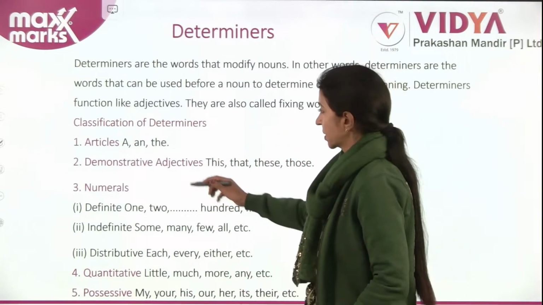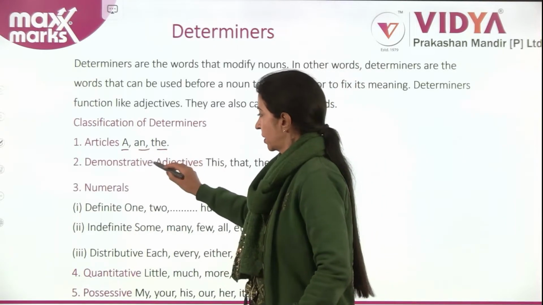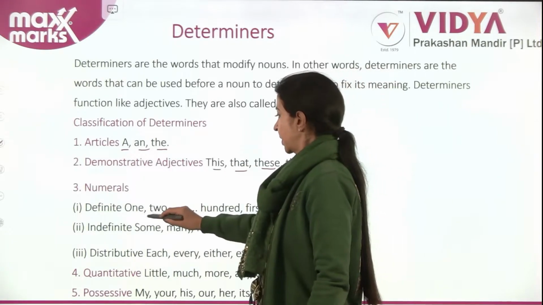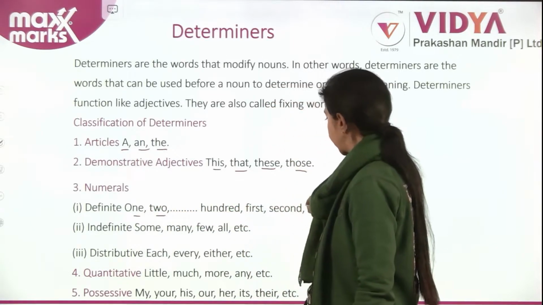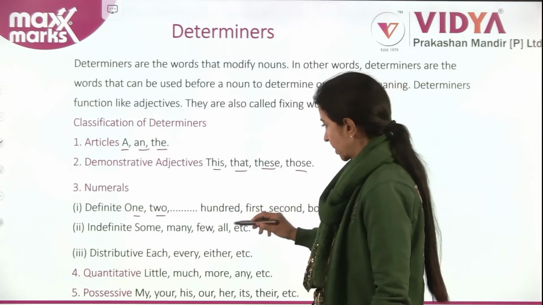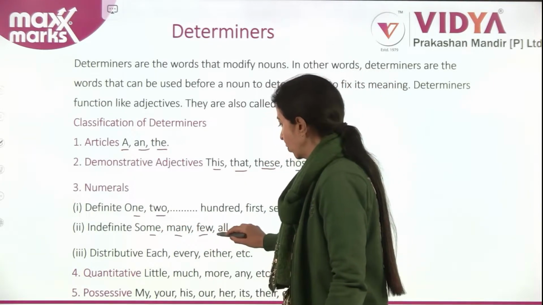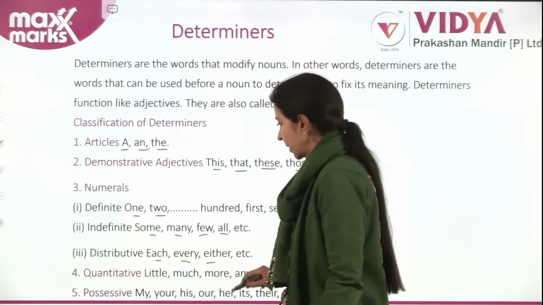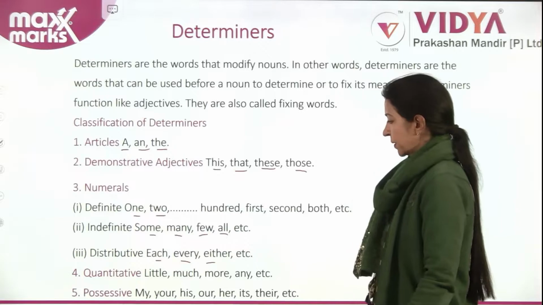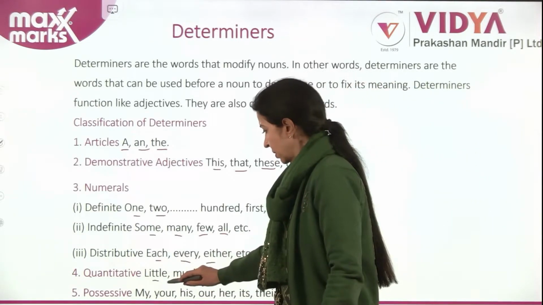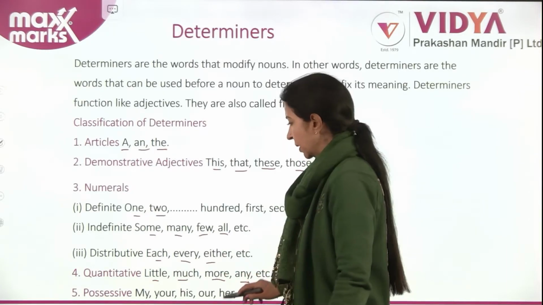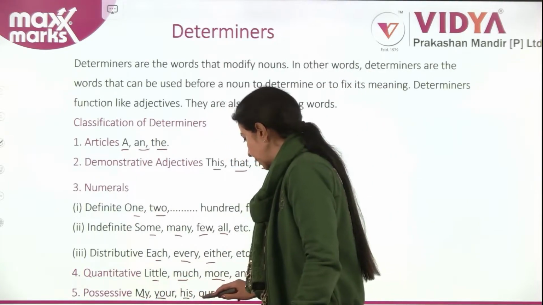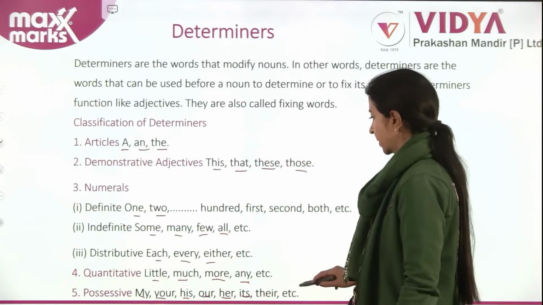Now coming down to the determiners: the articles, a and the; demonstrative adjectives, this, that, these, those; then the numerals, definite ones, 1, 2, 200, first, second, both; indefinite, some, many, few, all; distributive, each, every, either, etc.; quantitative, little, much, more, any; possessive, my, your, his, our, her, its, their.